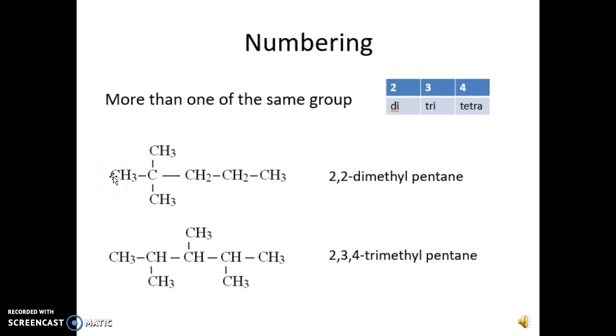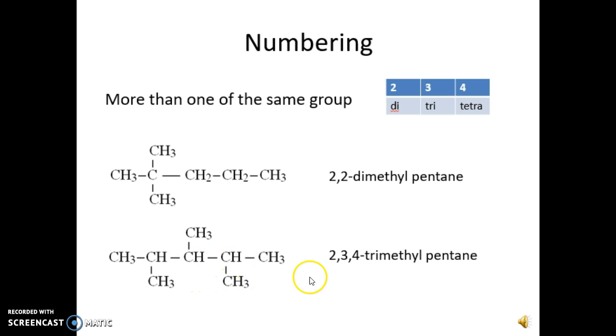Okay, so in this case, we've got 2 methyl groups on carbon 2. So we call this 2 and 2, so that tells the person that there's 2 on the same carbon, and it's dimethyl. So we've got di because we've got 2 of the functional groups, and they're both methyl. So 2,2-dimethyl pentane, and once again we've got pentane for this one here.